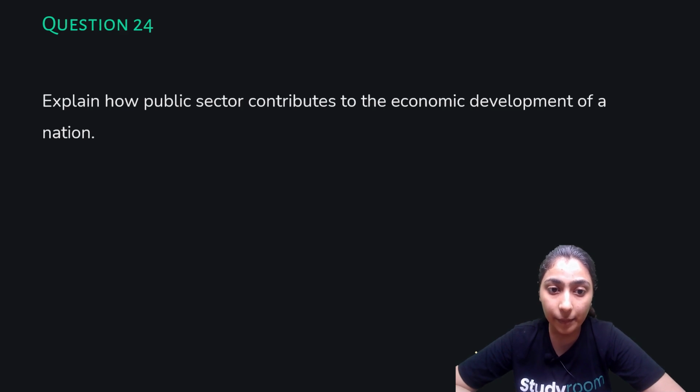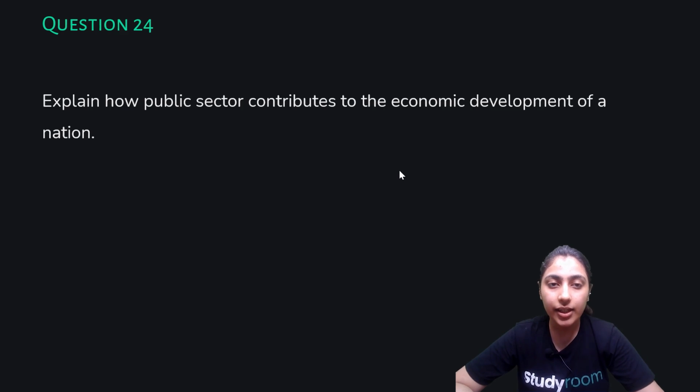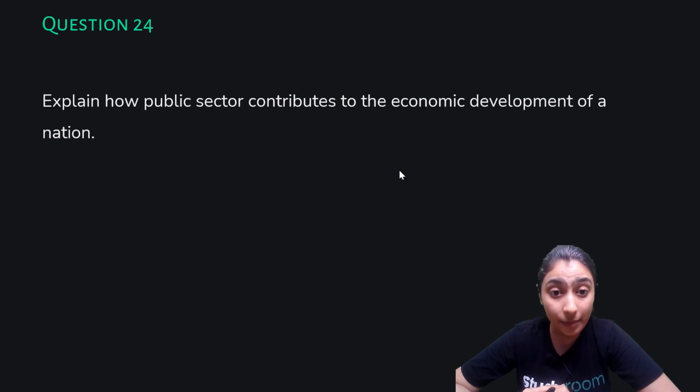Now, explain how the public sector contributes to the economic development of a nation. The public sector is the one that basically works for the welfare of its own people, so it helps in rapid economic development. This is the first reason. Apart from that, it provides goods and services at a very moderate rate so that everybody can afford them. It also provides job opportunities to everyone. This is the main reason, majorly because it makes sure that every basic amenity is available and everyone can afford it.